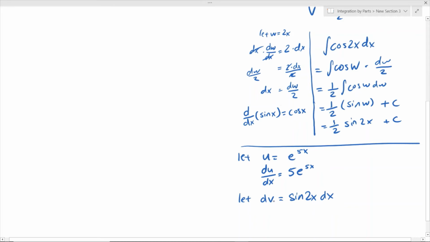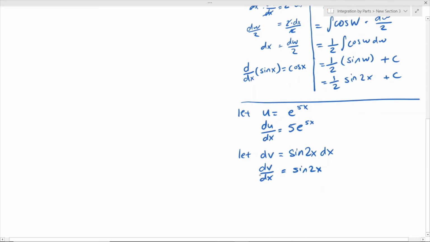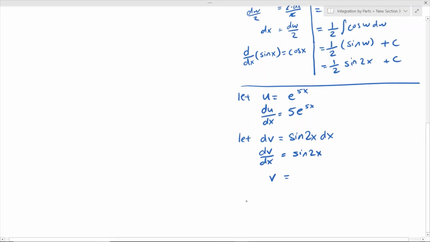Now this is dv is equal to this, right? And there's a dx here. Let's divide both sides by dx. So dv over dx is equal to sine 2x. And then since this is a derivative, we need to find v, right? Which means we need to integrate to find v. So we have to integrate sine 2x. So finding the integral of that, so integral of sine 2x dx.